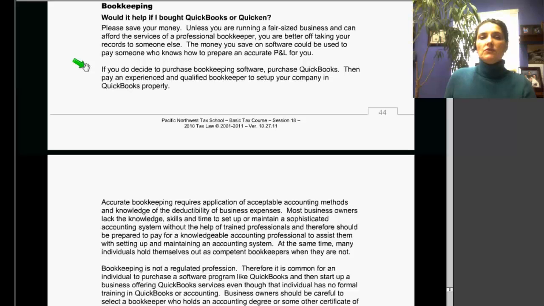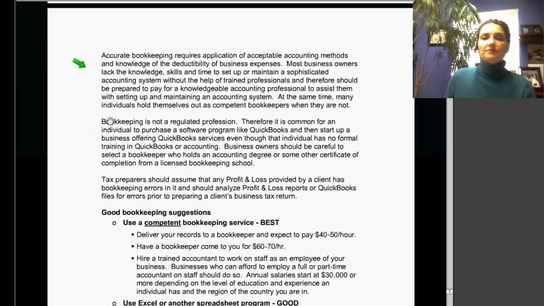for you. If you do decide to purchase bookkeeping software, purchase QuickBooks, and then pay an experienced and qualified bookkeeper to set your company up in QuickBooks properly. Accurate bookkeeping requires application of acceptable accounting methods and knowledge of the deductibility of business expenses. Most business owners lack the knowledge, skills, and time to set up or maintain a sophisticated accounting system without the help of trained professionals, and therefore should be prepared to pay for a knowledgeable accounting professional to assist them with setting up and maintaining an accounting system.